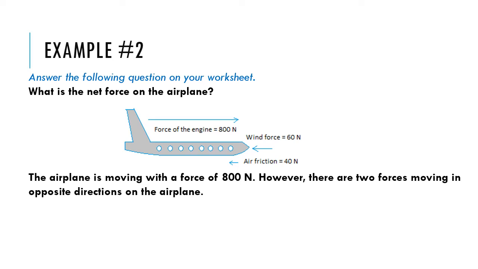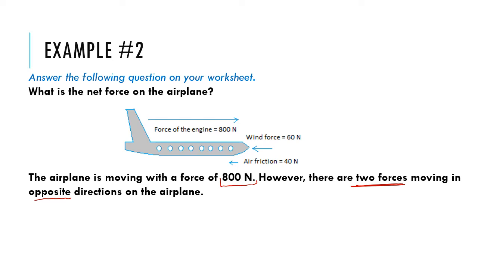So this one is a little bit more involved. The airplane is moving with a force of 800 newtons. However, there are now 2 forces moving in the opposite direction on the airplane. Go ahead and pause the video, take your time, see if you can come up with an answer for the net force, and then press play when you're ready and you can check your work.